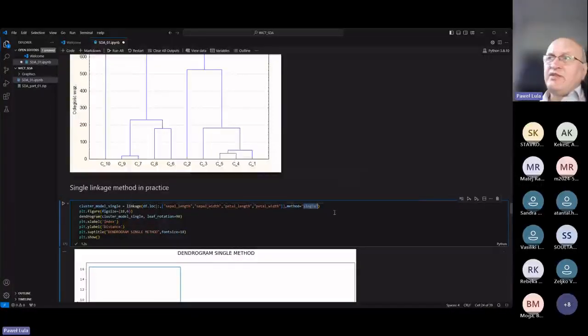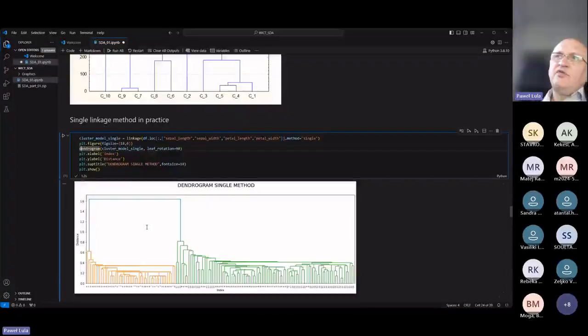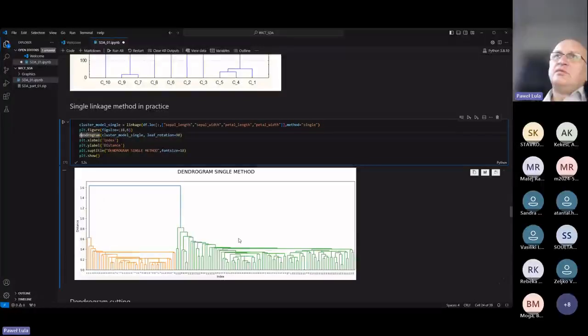So these parameters define the way in which cluster analysis will be performed. And the results of classification will be assigned to this object. Here I created a dendrogram, and this command, dendrogram, is for drawing this dendrogram. So the results we see here.